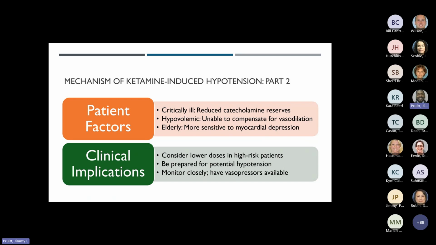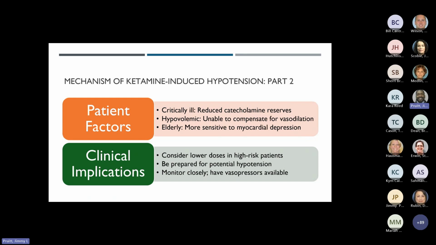And I've mentioned it slightly earlier, but consider lower doses in your high risk patients and be prepared for potential hypotension, monitoring closely and having vasopressors readily available. For most of these patients, if I can get them situated where we're giving blood and doing all these different things, and I can provide them exogenous catecholamines, they may not tank after. So that's a consideration to have.